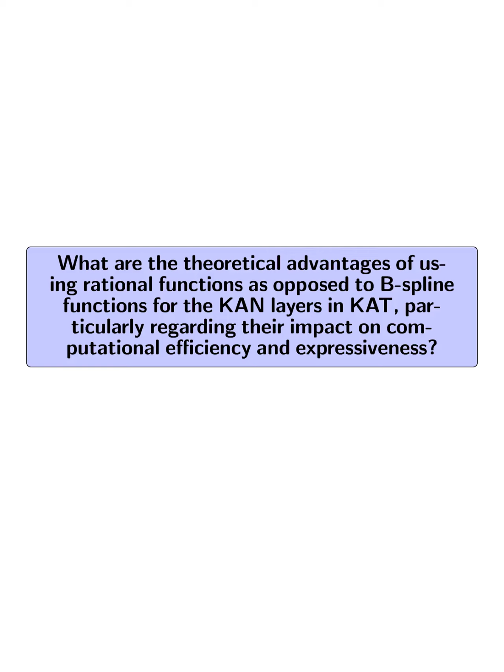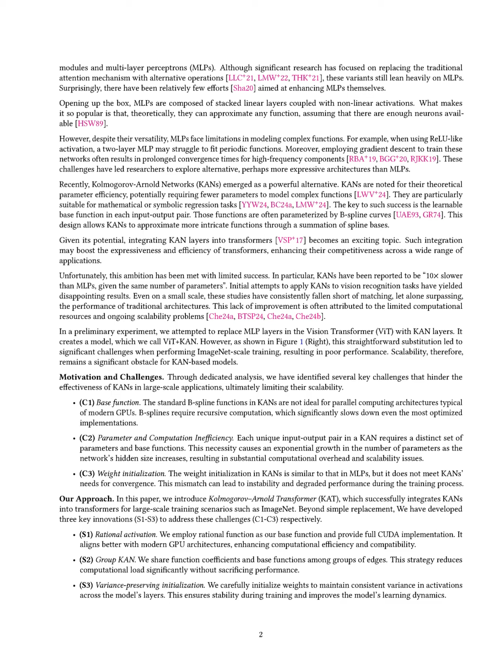What are the theoretical advantages of using rational functions as opposed to B-spline functions for the KAN layers in CAT, particularly regarding their impact on computational efficiency and expressiveness? The theoretical advantages of using rational functions over B-spline functions in the KAN layers of the Kolmogorov-Arnold Transformer, CAT, primarily revolve around computational efficiency and expressiveness.